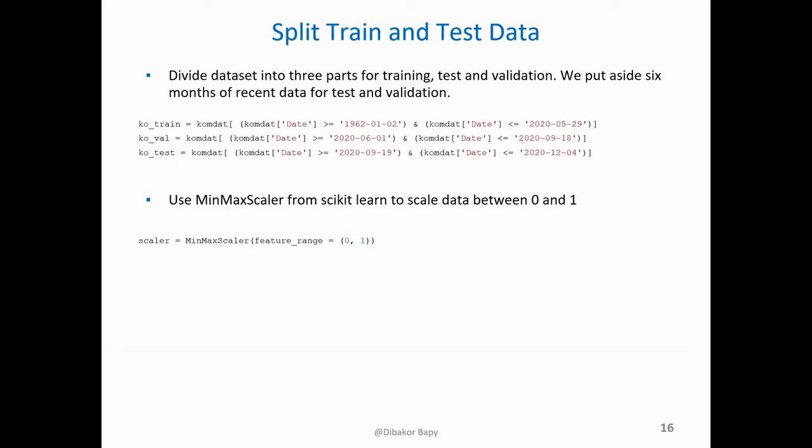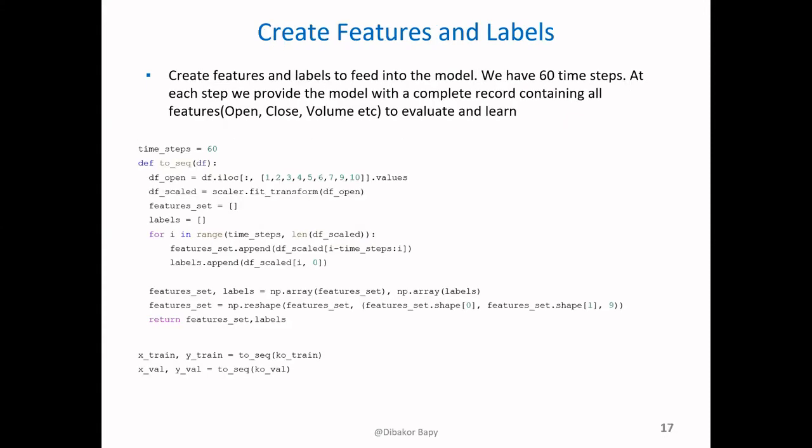I split the data into train, test, and validation sets. I put aside six months of recent data for testing. I use MinMaxScaler from scikit-learn to scale the data between 0 and 1. For features and labels, I slice the data to create as many smaller datasets as possible that contain 60 rows with increasing date time. The model has 60 time steps. At each step, the model is fed with a complete record containing all the features to evaluate and learn.